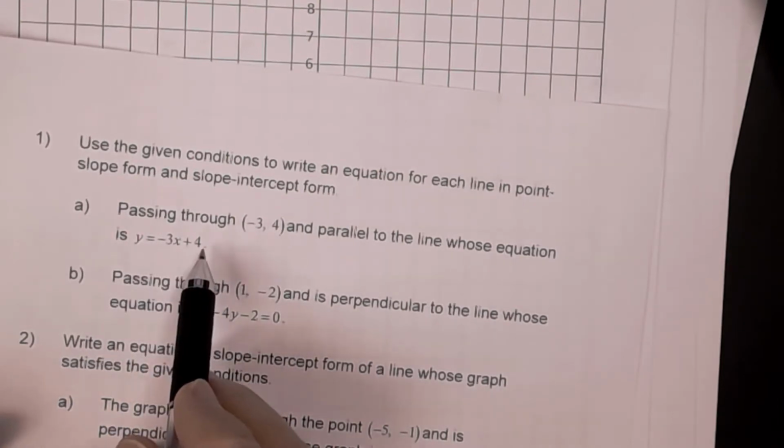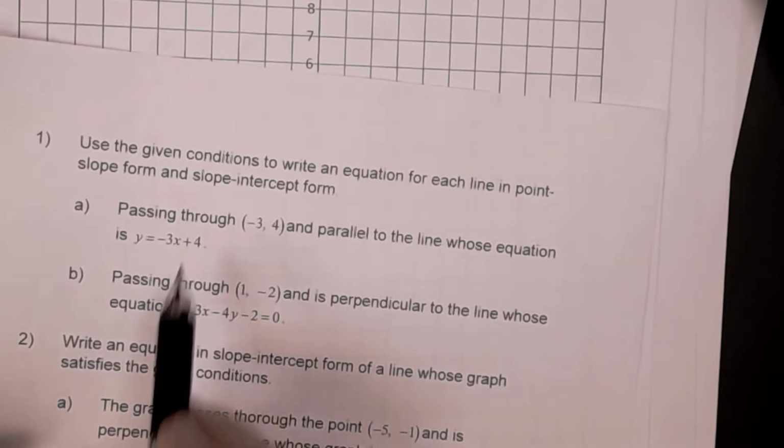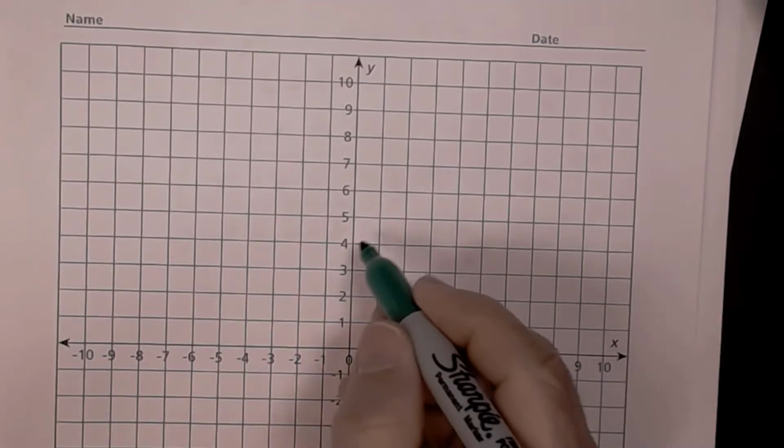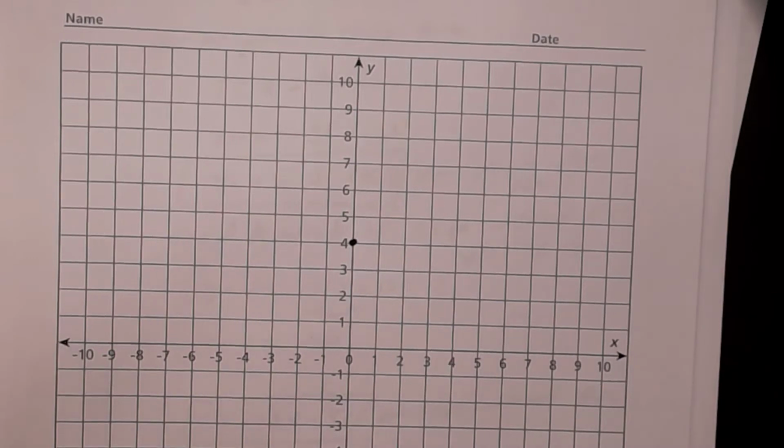So I note that, remember, to graph a line, you need 2 points. So I know the y-intercept is 4, so I'm going to go ahead and plot that point. Here's the y-intercept right here, okay?